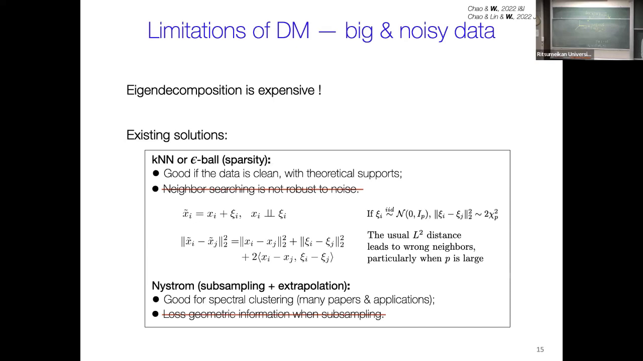What is spectral clustering? Spectral clustering is a way you run k-means to cluster the points, but you do it after you embed the points using the spectral coordinates.